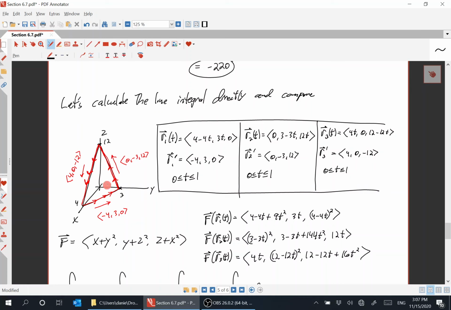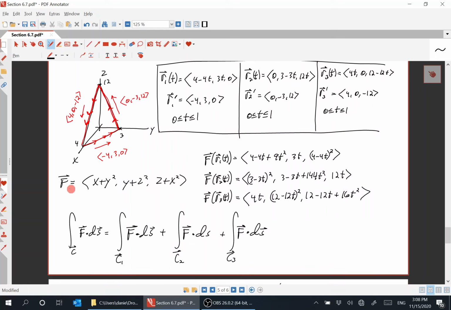Okay, so we forget about the surface entirely. We're just doing the line integral in 3 dimensions. And we've got these 3 pieces, this side, this side, this side. And then we use these standard parameterizations for the line, R1 of t equals 4 minus 4t, comma 3t, comma 0, where this slope vector is minus 4, 3, 0. So R1 prime is that slope, and t goes from 0 to 1. R2 of t, R3 of t, same idea. Base point plus slope vector, derivative is the slope vector.